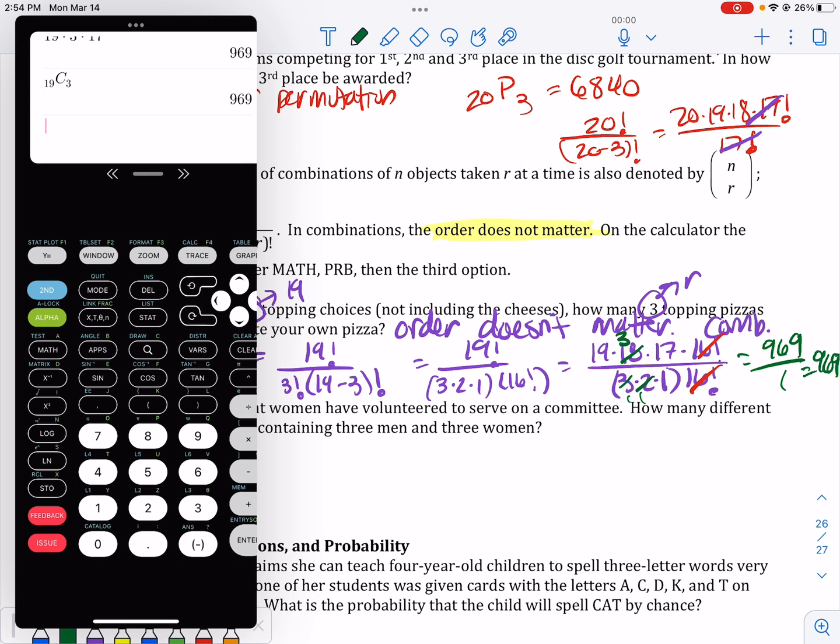This is also how they get, for different marketing, how they can tell you how many different options you have available. You would do things like this to figure out what possibilities you have.